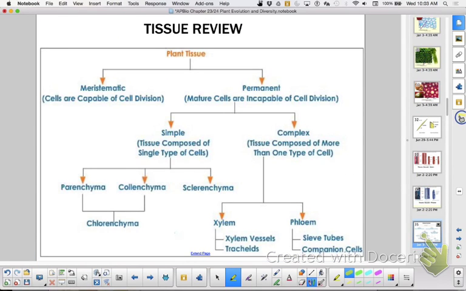I want to give you the notes on that. Epidermal tissue is covered with waxy cuticles. Root hairs increase surface area. Trichomes are hairs that protect a plant. Stomata are openings for gas exchange.